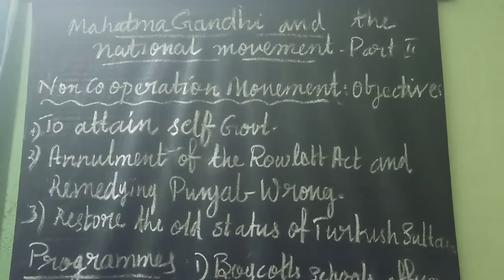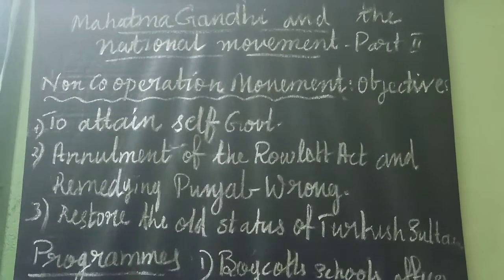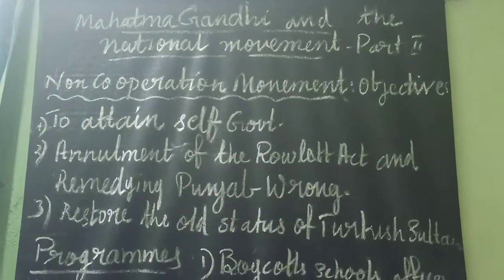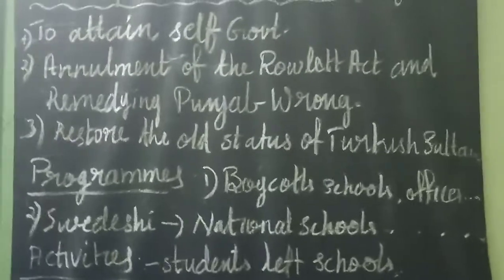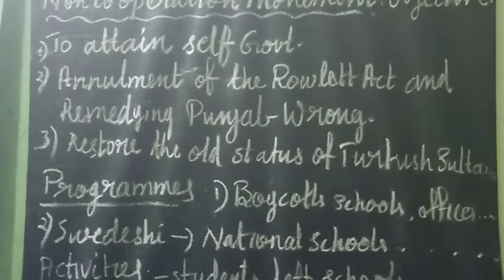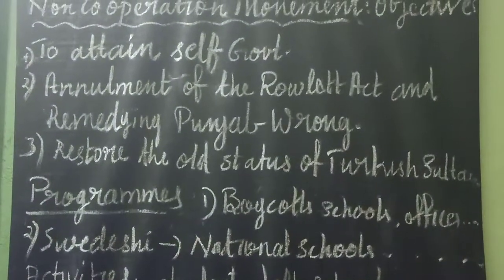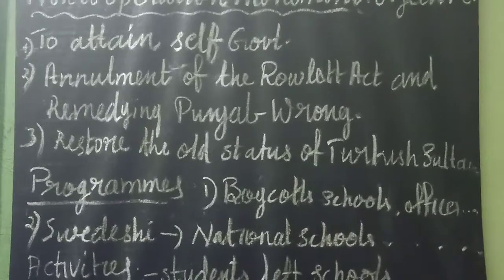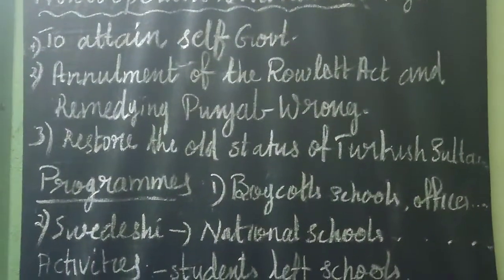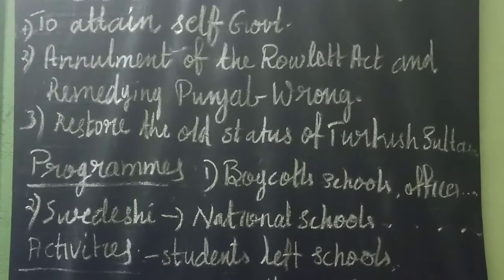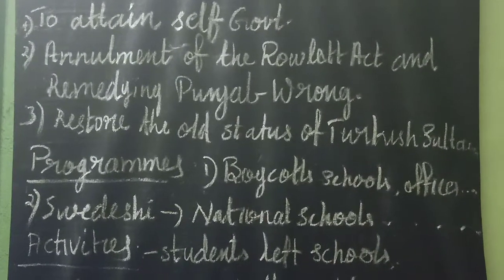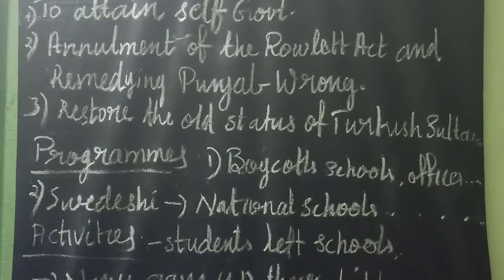Okay, so what are the objectives? The first one, to attain self-government, that means within the British Empire if it is possible, and outside if necessary. Secondly, annulment of the Rowlatt Act and remedying the Punjab wrong.